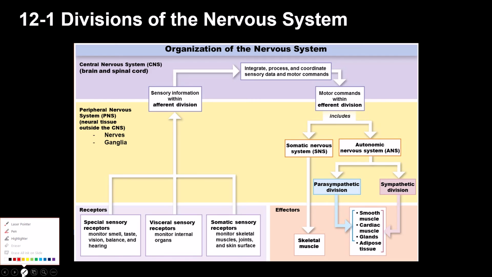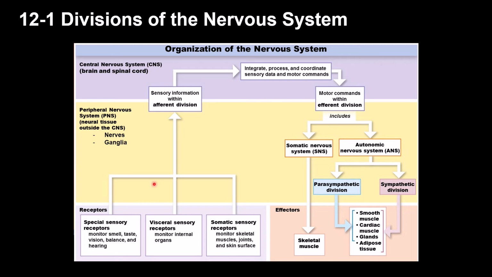Okay, so this slide is showing the general organization of the nervous system. The nervous system is divided into 2 parts. The first part is the central nervous system, which is made of brain and spinal cord. And the second part is the peripheral nervous system, which is outside of the central nervous system. The peripheral nervous system is made of the nerves. There are 2 types of nerves. One is the spinal nerves, which are connected to the spinal cord, and the second one is called cranial nerves, and those are connected to the brain.